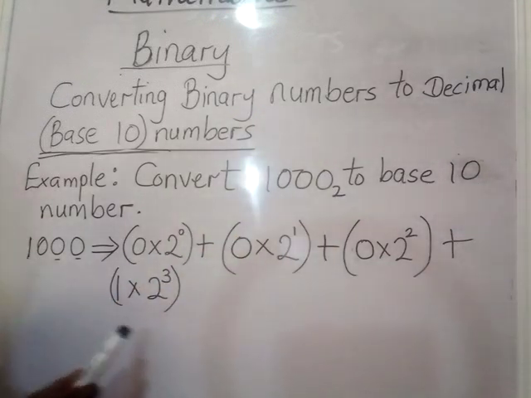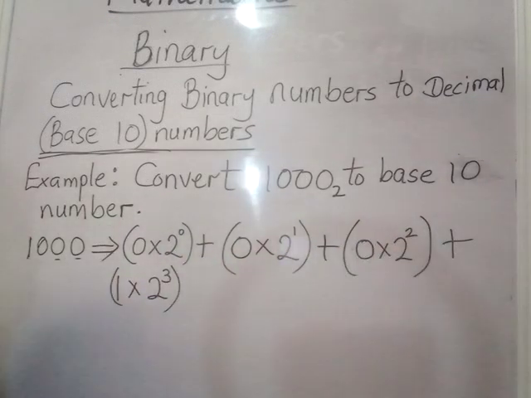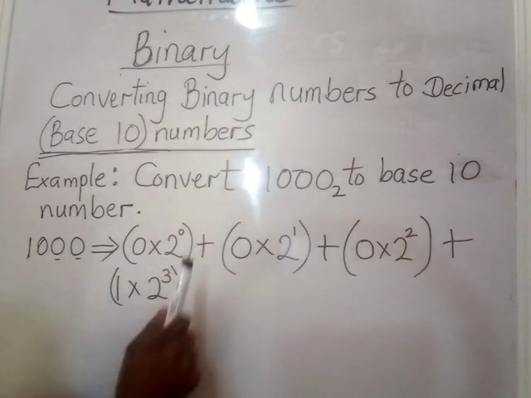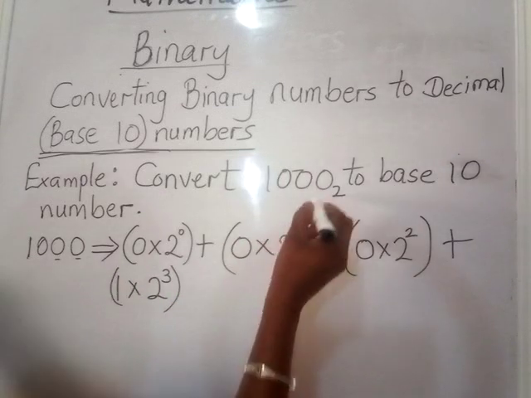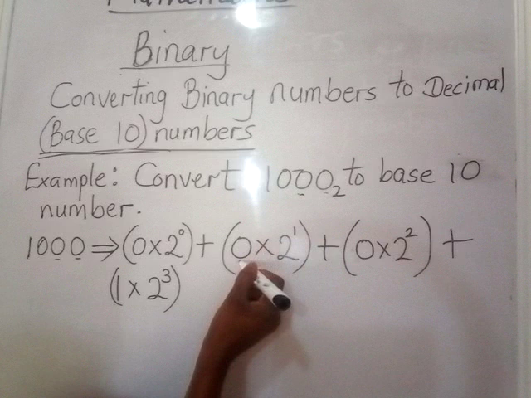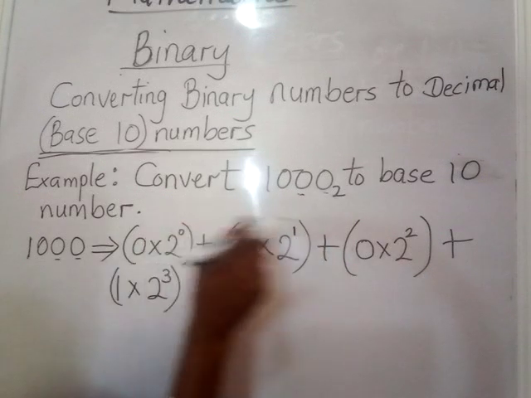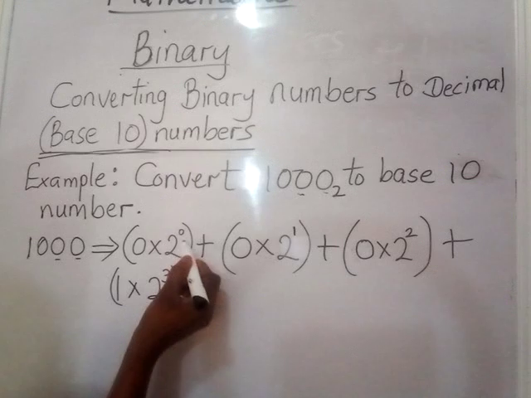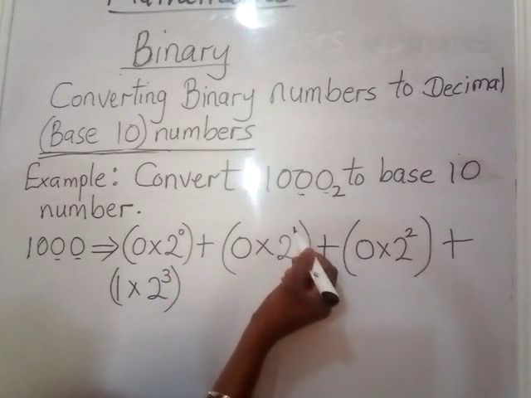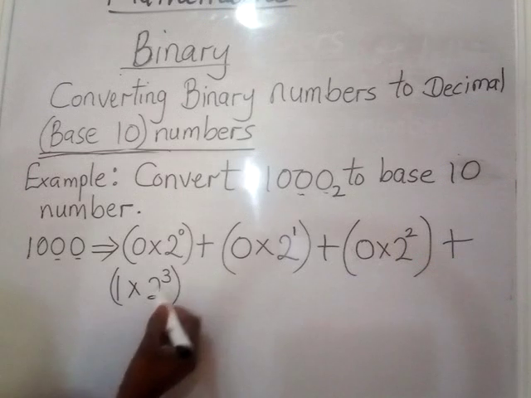Put it in brackets, plus, because you're going to add every single value together, plus the next number you see there, which is another 0. So this is the second 0: 0 times 2 raised to the power of 1. After the 0 you have 1. Remember, the first 2 here is to the power of 0, the next 2 is to the power of 1, the next 2 will be to the power of 2, and the next will be to the power of 3.